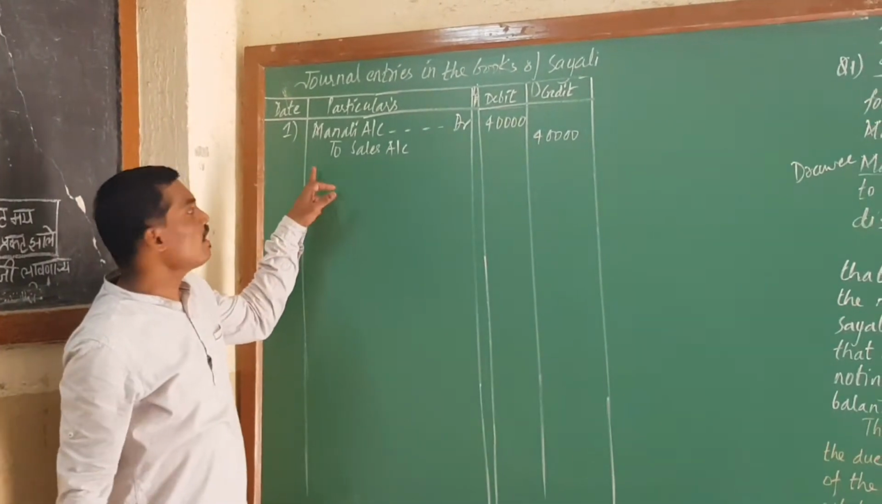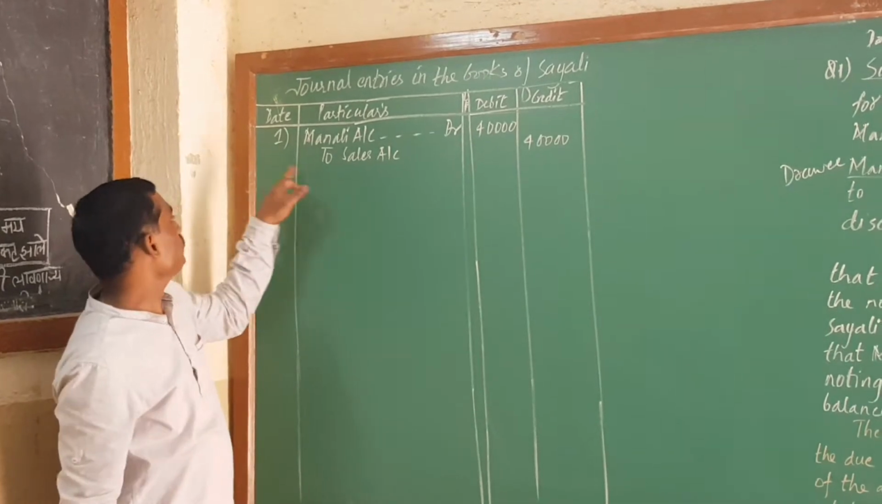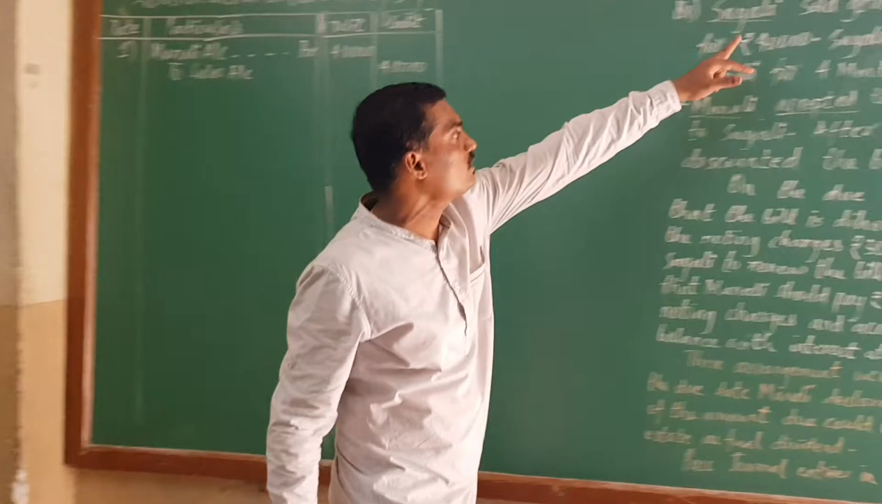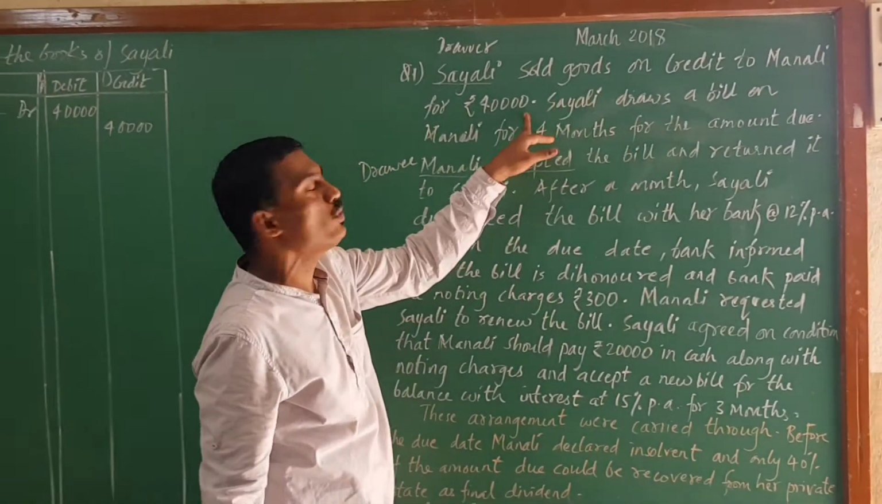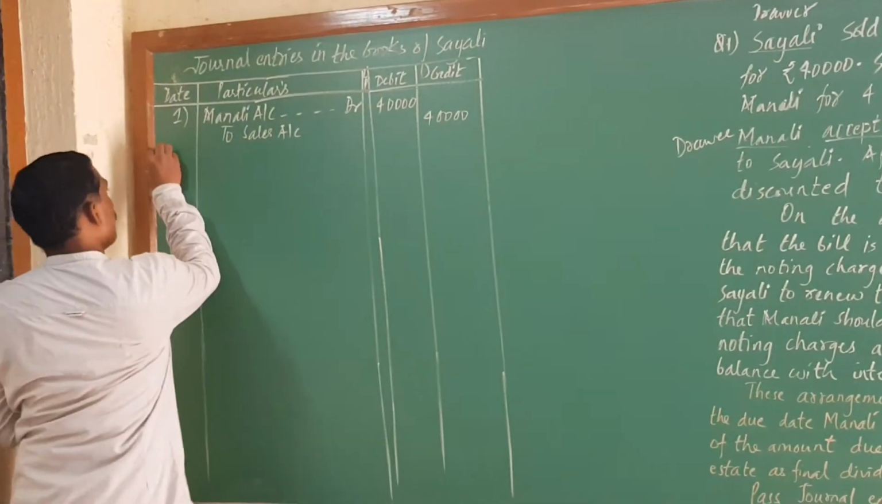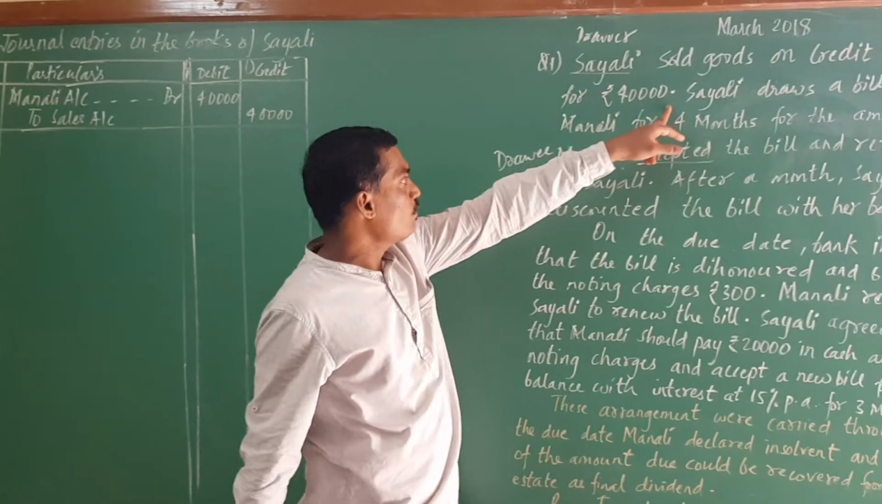The narration will come. We have to write down here: being sold goods on credit. So first sentence, first entry up to here is sales. So Manali account debit to sales account. This is the first entry. So we have completed up to here.